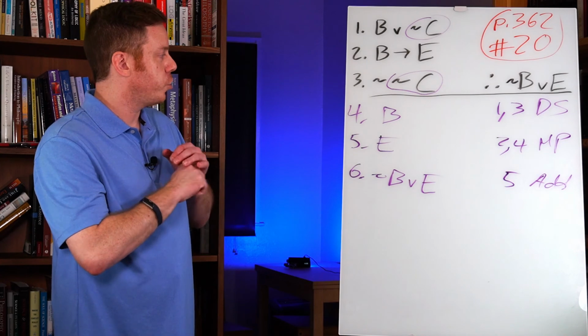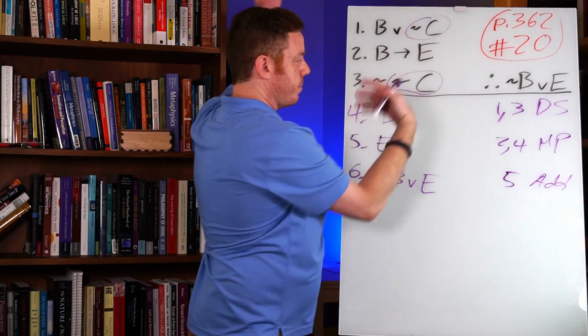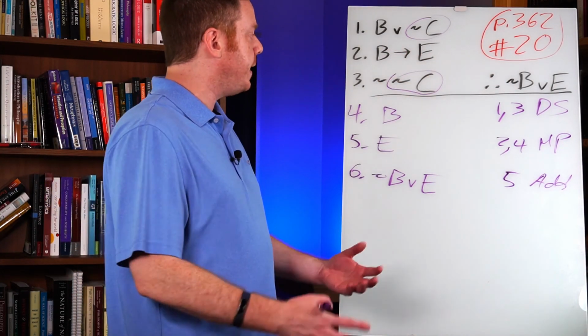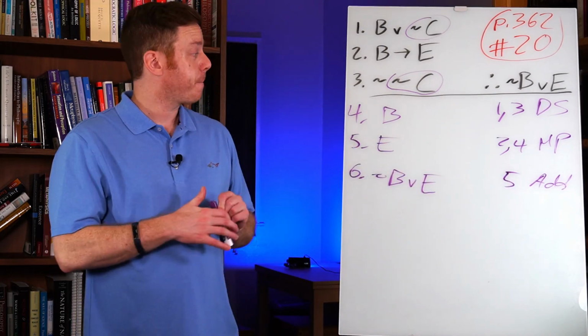That one was a little tricky. You might have got caught with, you get B, but somehow you got to get not B, and you got to get these together, not B or E. Well, the trick here is really using that addition.